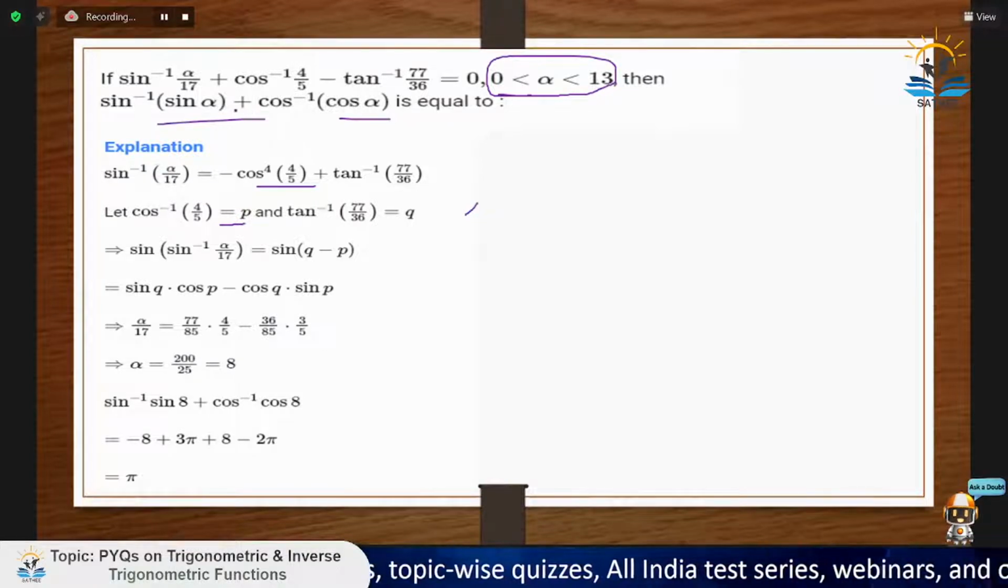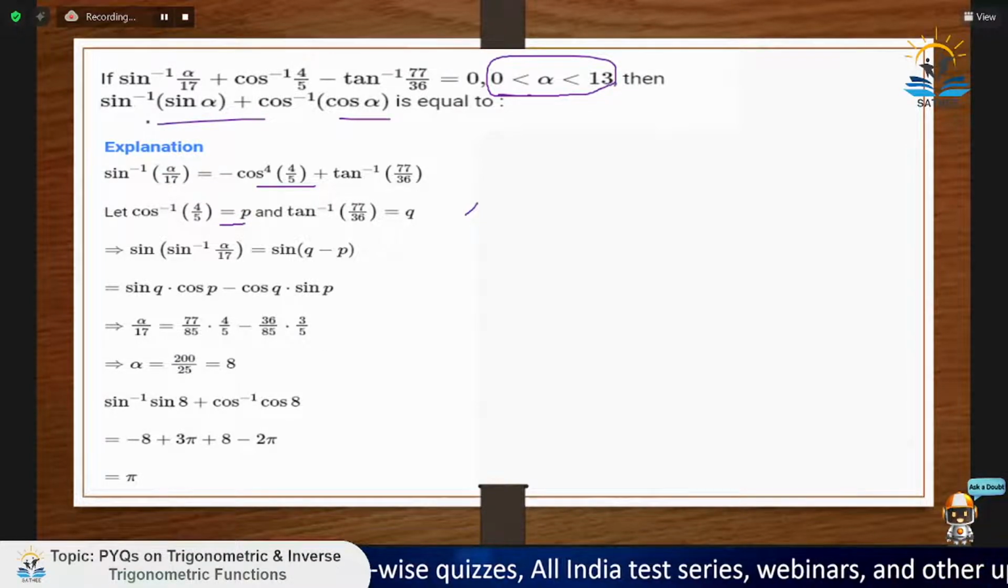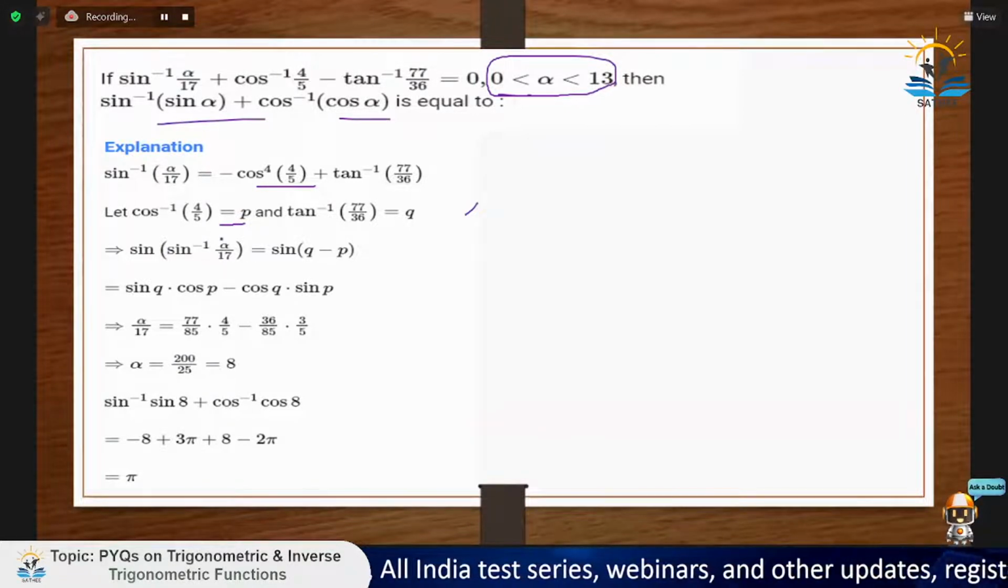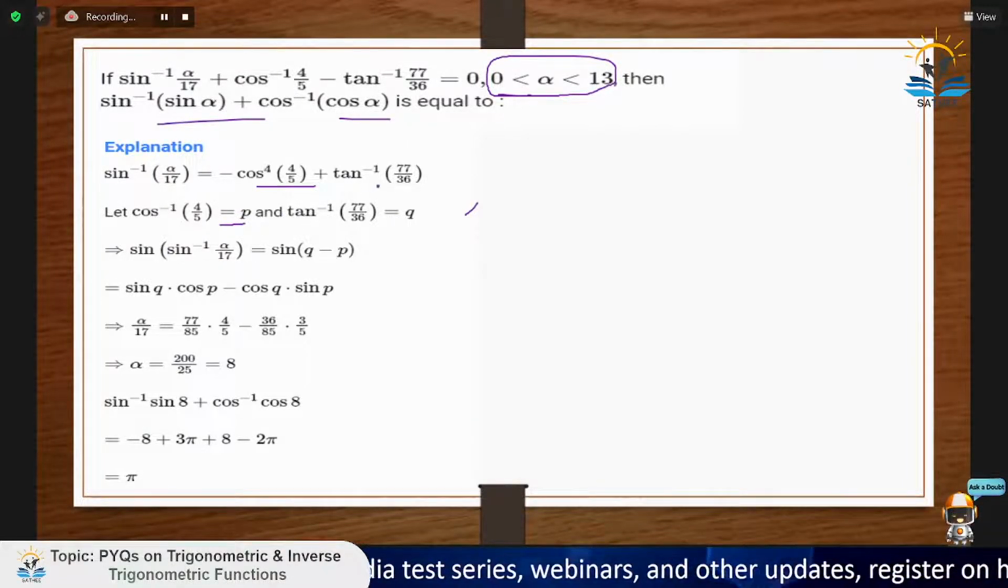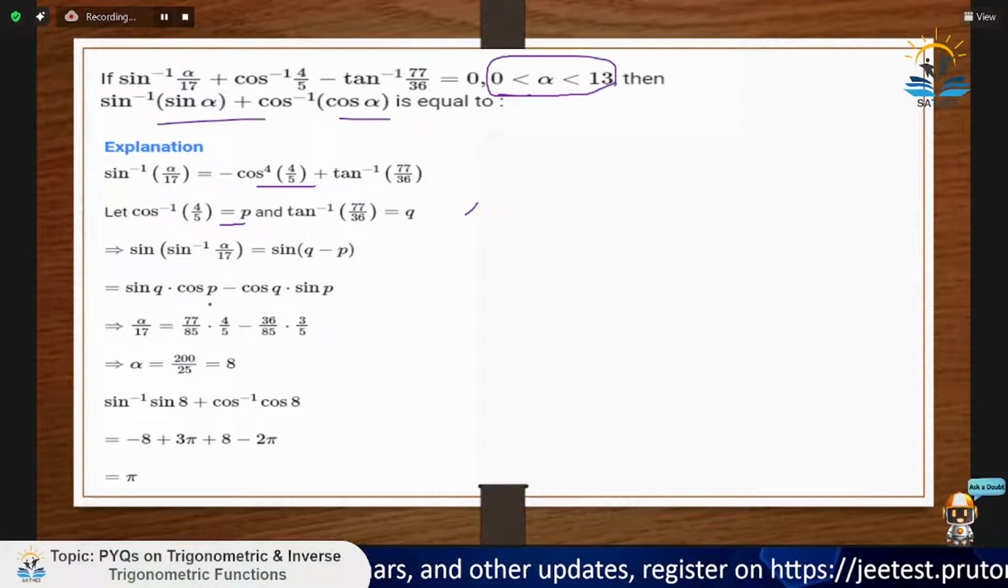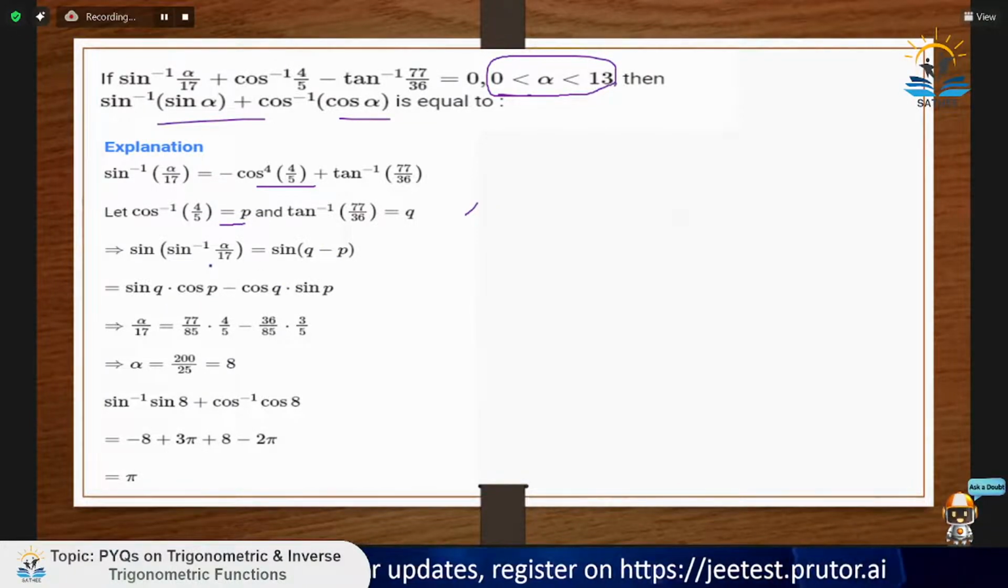Okay. And from here, I know that sine of sine inverse alpha by 17 is equal to sine of this thing, which is Q, minus this thing, which is P. So it is Q minus P. So this thing is equal to sine of Q minus P, and sine of A minus B is equal to sine A cos B minus cos A sine B. So from here, you are getting the value of sine of sine inverse alpha by 17.